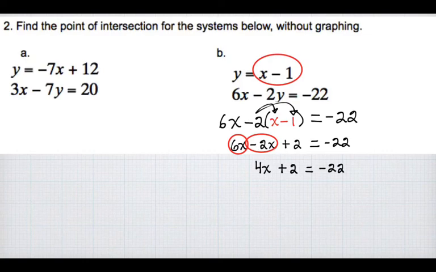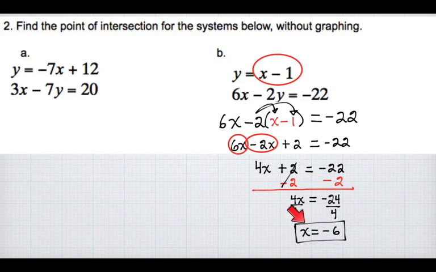At this point, I'm done with the order of operations. So now I want to have variables on one side, constants on the other. So I have to get rid of plus 2, and I do that by subtracting 2, so minus 2 on each side. And that's going to get me 4x equals, let's see, negative 22 minus 2 would be negative 24. Divide each side by 4, and I get x equals negative 6.